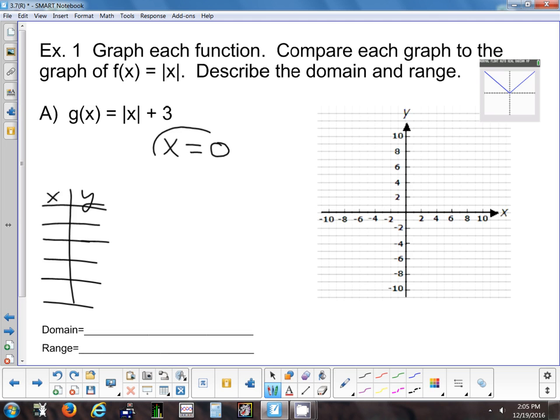So where does this go in my table? In the center. For which column, x or y? X, because it says x. Now I need 2 values smaller and larger. Somebody give me 2 values smaller than 0. Negative 1 and negative 2. Yep, and 2 values larger. 1 and 2.